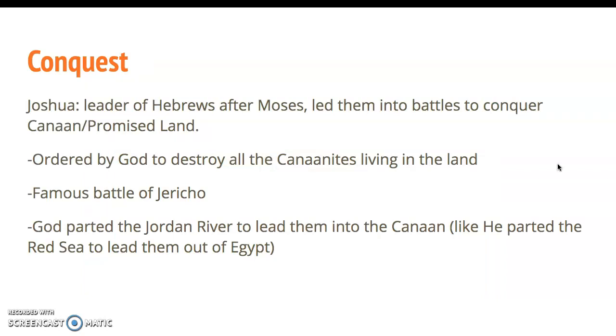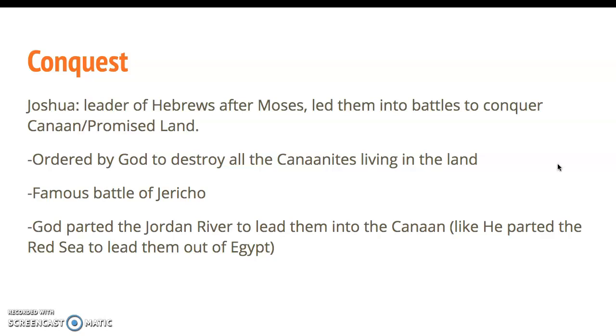Conquest. After Moses' death, Joshua, the second in command, is appointed the leader of the Hebrews, and he's going to lead them into battles to conquer Canaan and the Promised Land. He is ordered by God to destroy all the Canaanites and all of their inhabitants living in the land. Starts off with the famous Battle of Jericho, which is when they first cross over into the Promised Land.